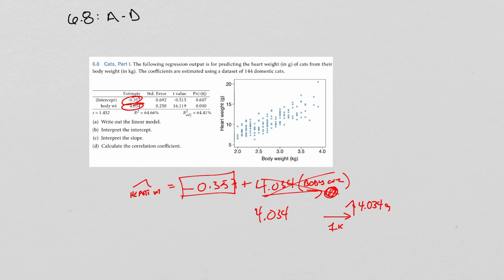That's the slope. And the correlation coefficient is nothing more and nothing less than the square root of R squared. The square root of 0.6466, which is equal to 0.8041.